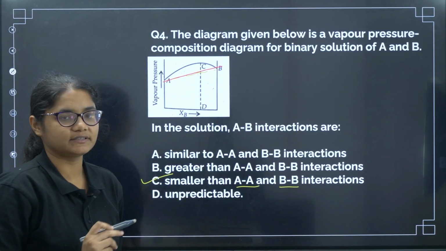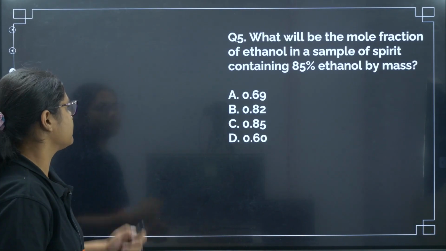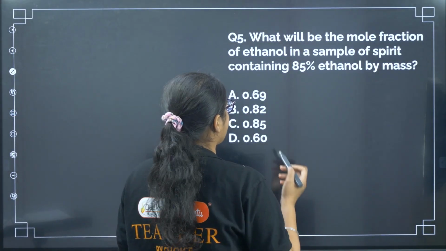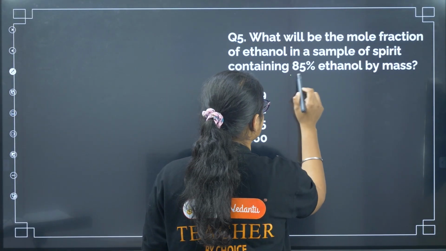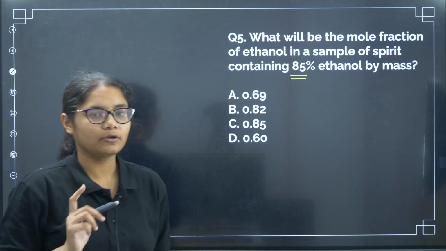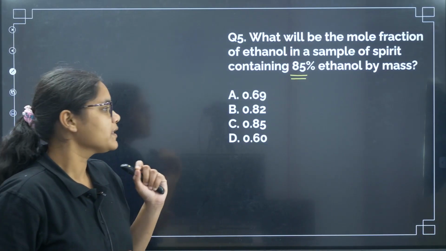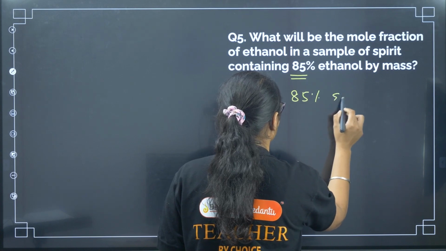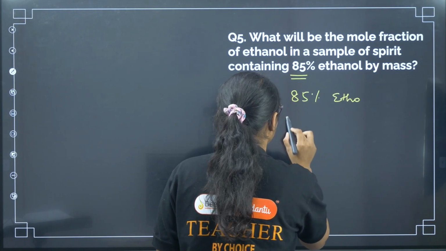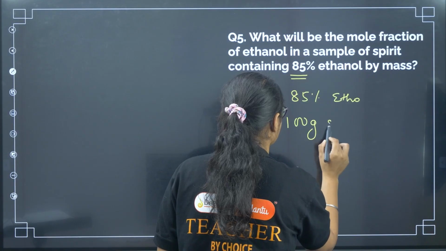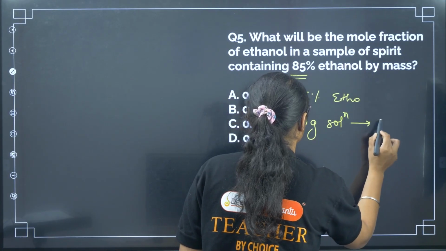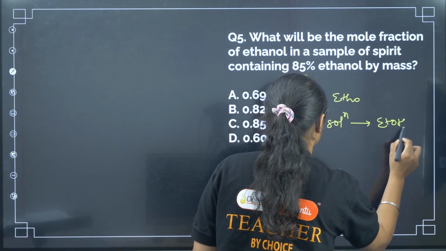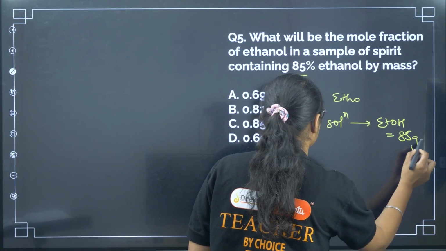So the correct answer for this question is option number C. Next, what will be the mole fraction of ethanol in a sample of spirit containing 85% ethanol by mass? This is a very important question. Now, what do you mean by this 85% of ethanol? That means in 100 gram of solution, ethanol is 85 gram, right?